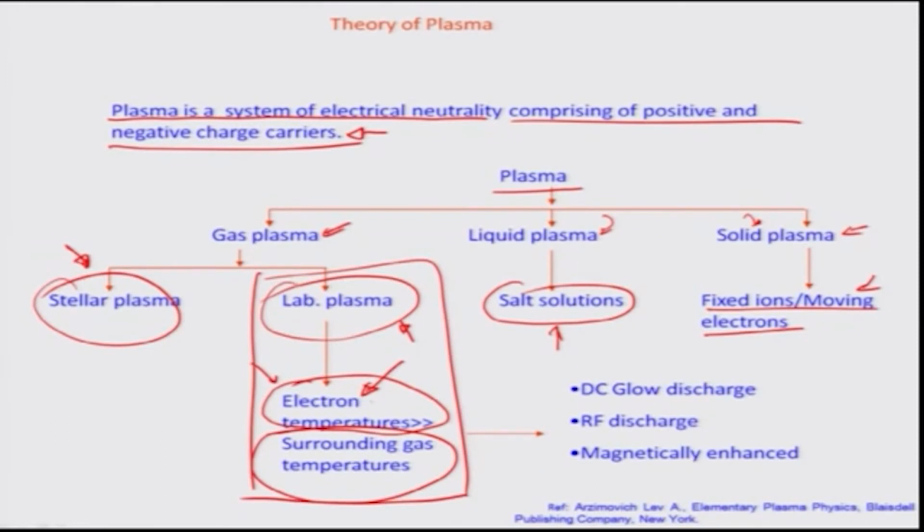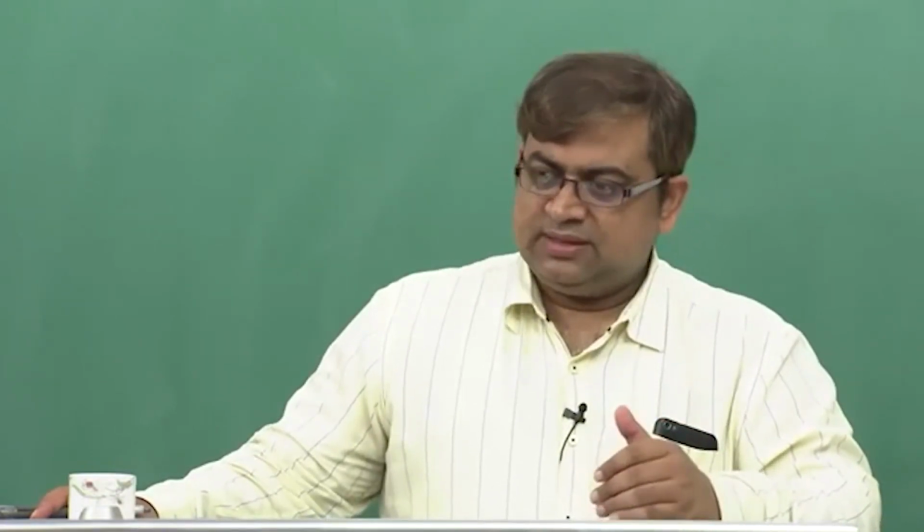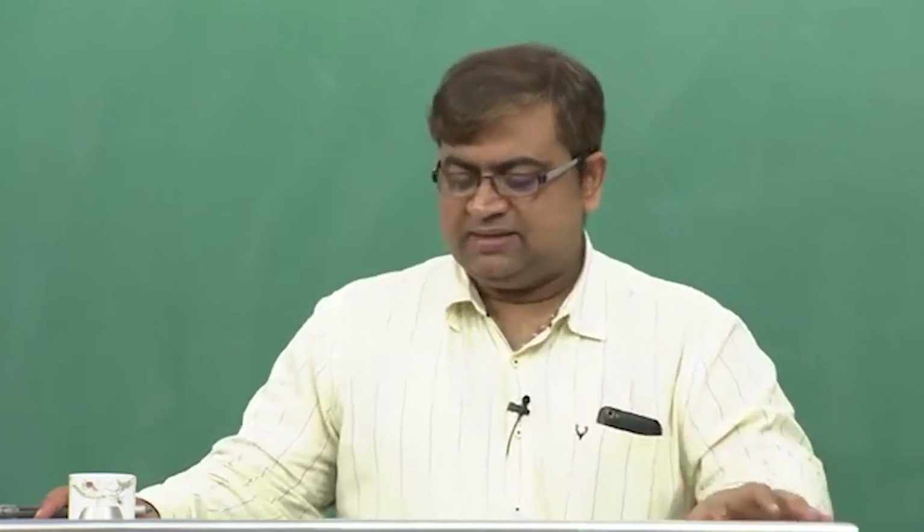How we increase or enhance the electron temperature is a big question, and there are many means to do that. One of them is called DC glow discharge, then there is RF discharge, and there is magnetically enhanced plasma, and these are the three most basic forms of plasmas which are very widely used. I am going to cover these one by one with some animations or schematics which would talk about the basics of these plasma systems.